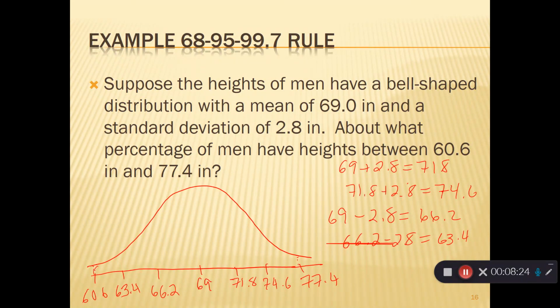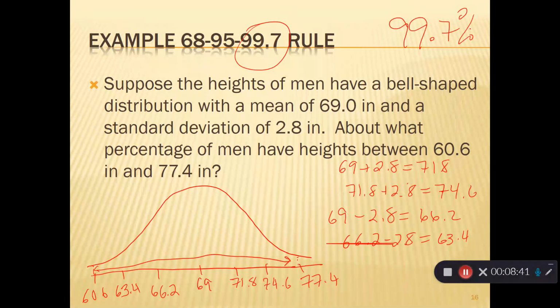So this question is really asking me about how much of the data should I expect within 3 standard deviations of the mean. And my answer there is 99.7%. So I would expect about 99.7% of men to have heights between 60.6 inches and 77.4 inches.